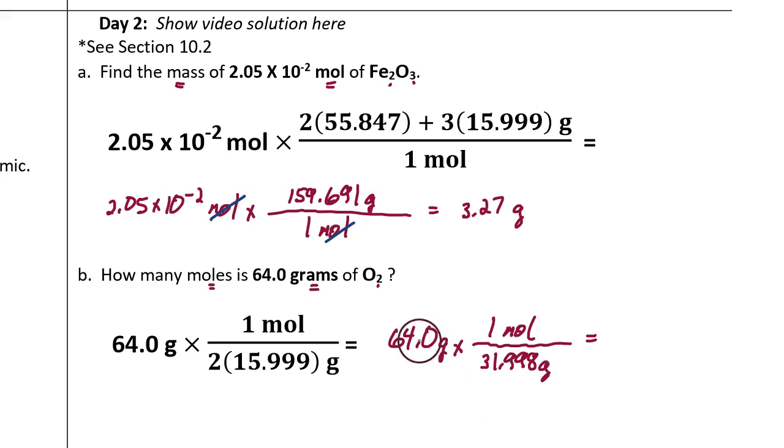The final step is to type 64.0 times 1 and then divide by 31.998. And the result is 2.00 moles. The unit is moles because the G's have cross-canceled away, leaving the unit moles.